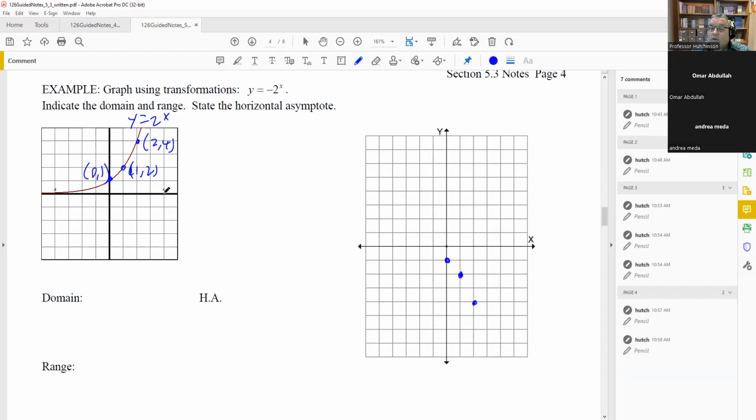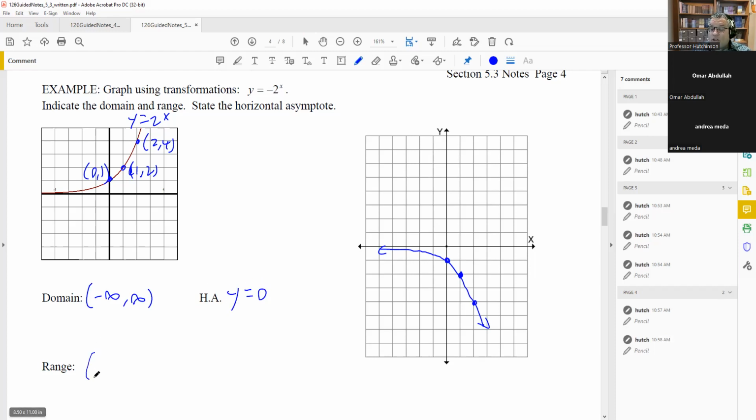Now nothing changes with the horizontal asymptote. It's still going to be at 0, but now the graph is going to go down like this. Okay, so that would be the graph of what they're looking for, -2 to the x. So domain is going to be from negative infinity to positive infinity. Again, it doesn't change. Horizontal asymptote didn't change from the original. That's still going to be y equals 0.